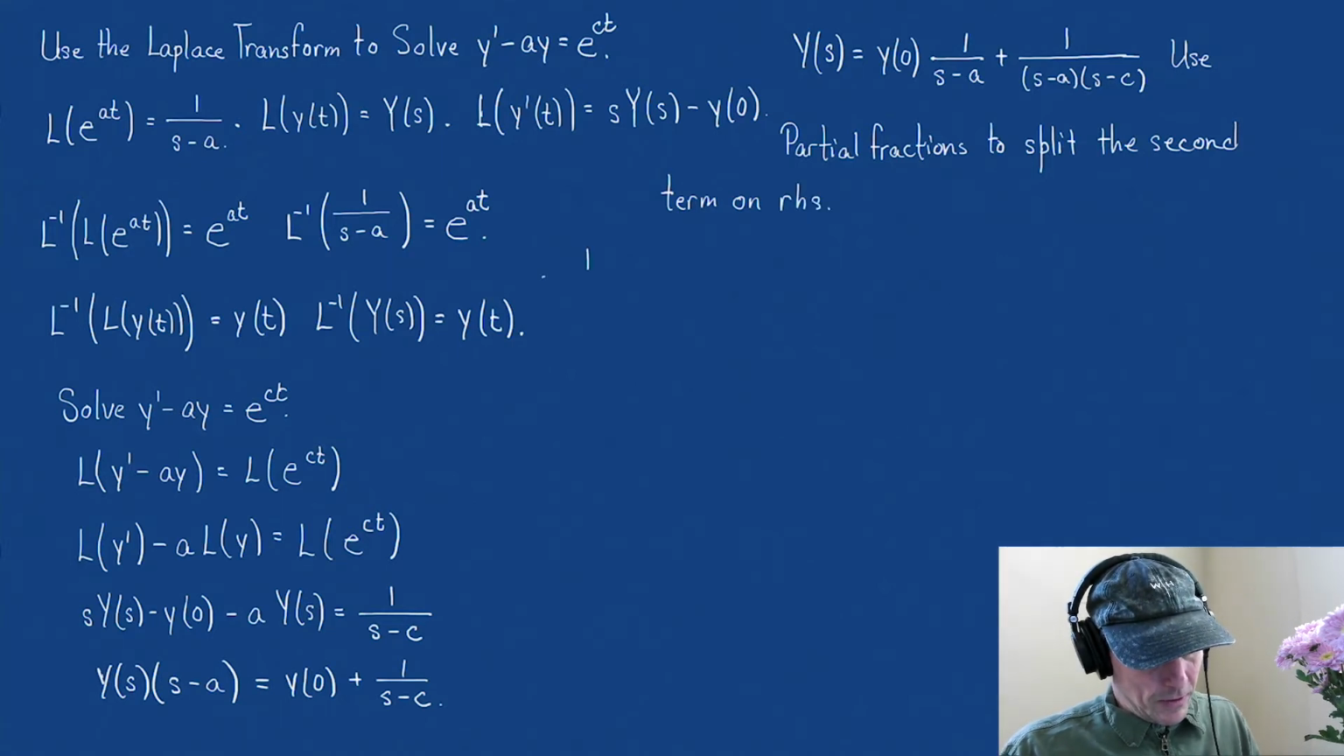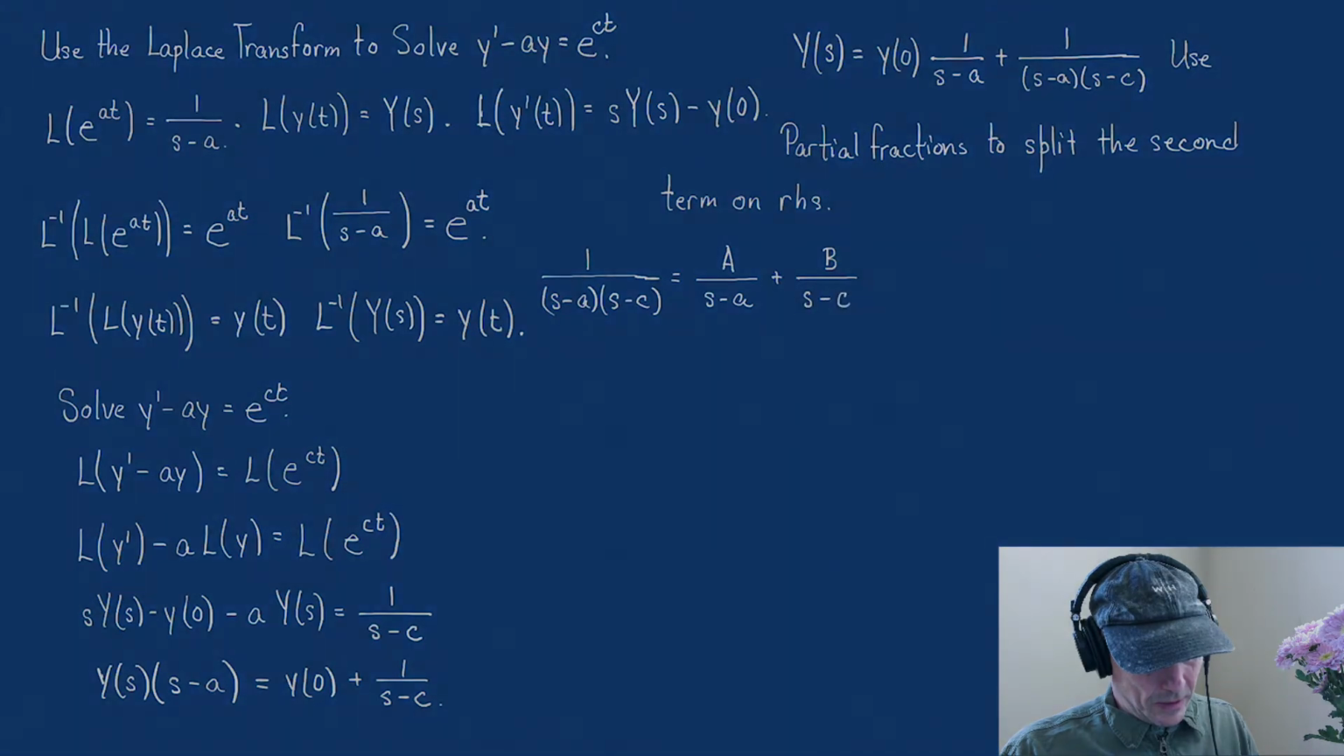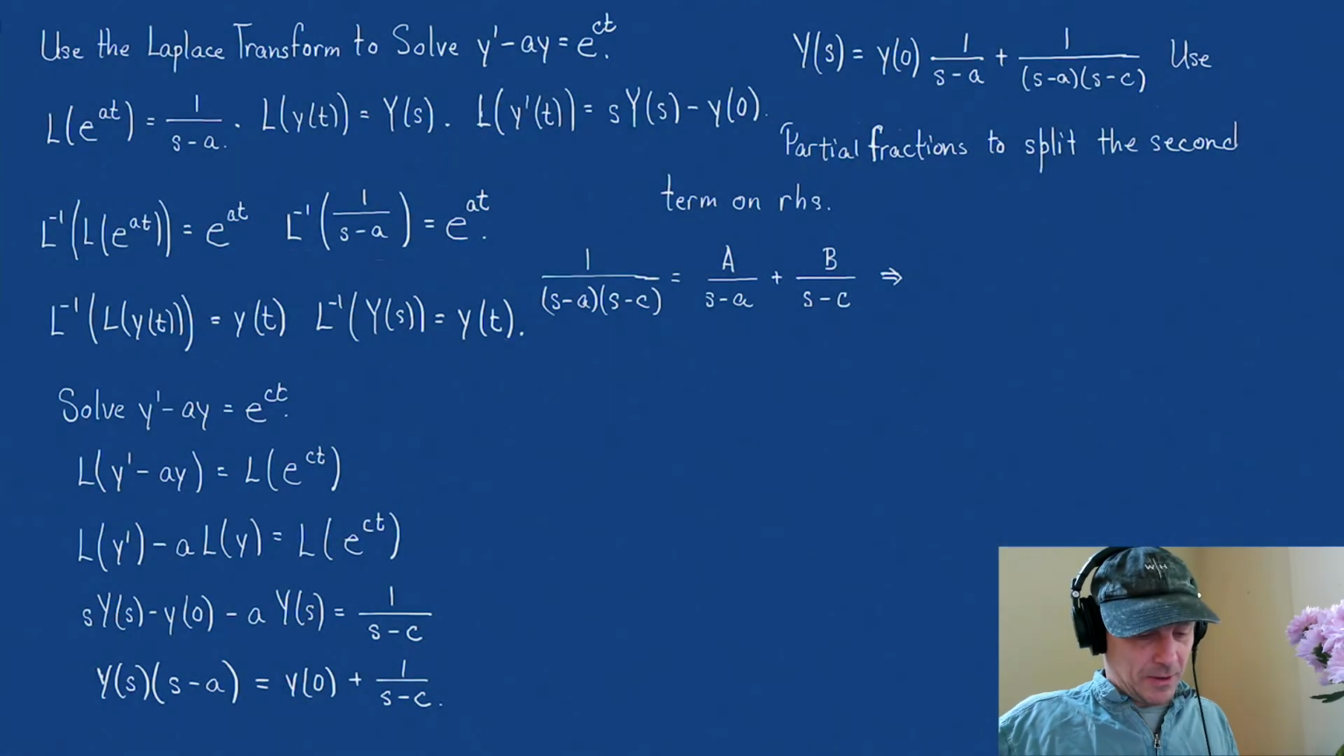So here we go. I'm hoping to fit this on one page, but I have a feeling it's not going to. 1 over s minus a, s minus c is equal to some A over s minus a plus B over s minus c. The next thing we're going to do is multiply through by the common denominator. So when we do this, we're going to get a 1 on the left-hand side.